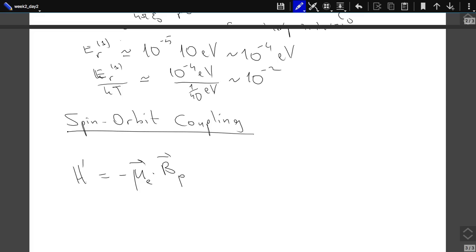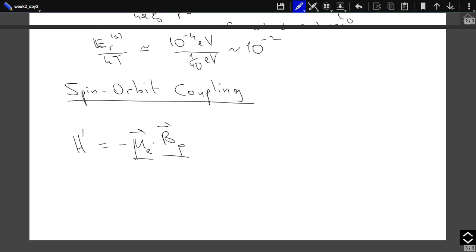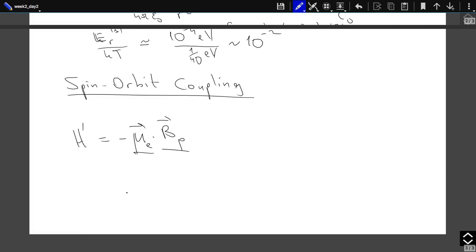Well, this is mainly why we call it the spin-orbit coupling, because the magnetic dipole moment of the electron will be related to its spin, and the magnetic moment created by the proton will be due to its relative motion with respect to the electron, while that will be the orbital motion of the electron. So let's try to estimate what they are. Let's look at the magnetic dipole moment.